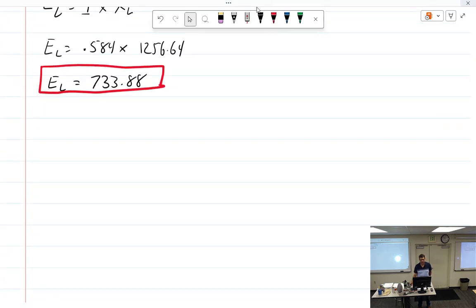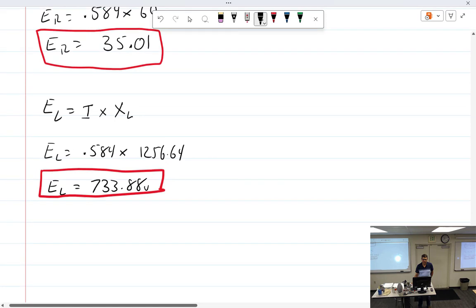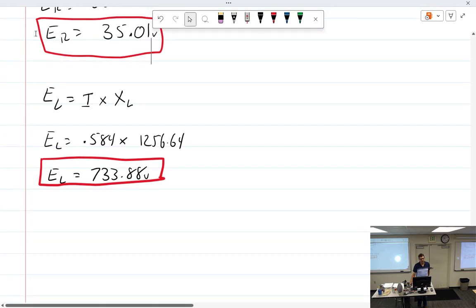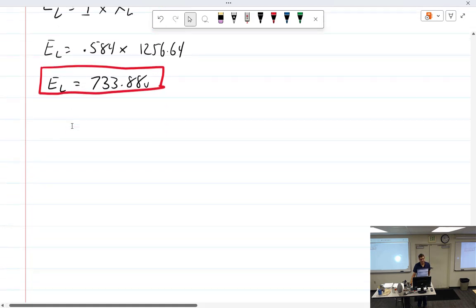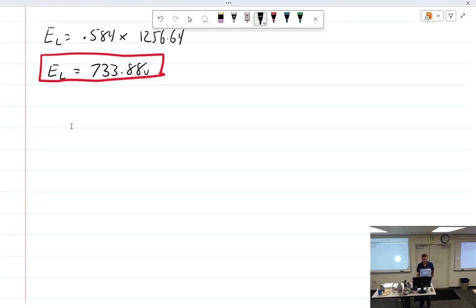Next. And then in volts? I think technically if you're putting E of R equals, you don't have to put volts because it's redundant. But somebody might get confused, so always treat them like they don't know any better. That's right. Equals I times X of C.